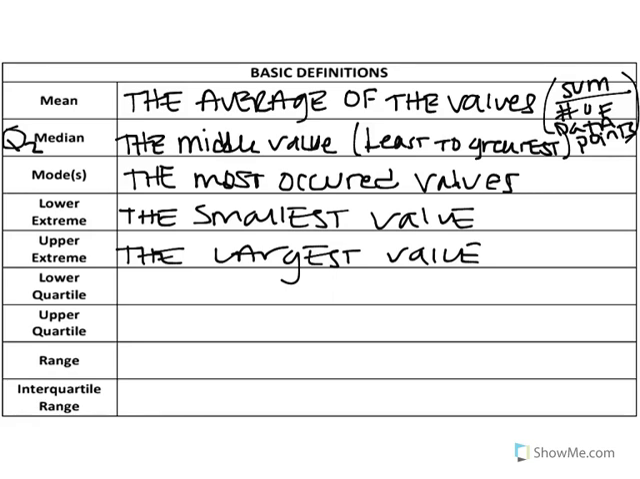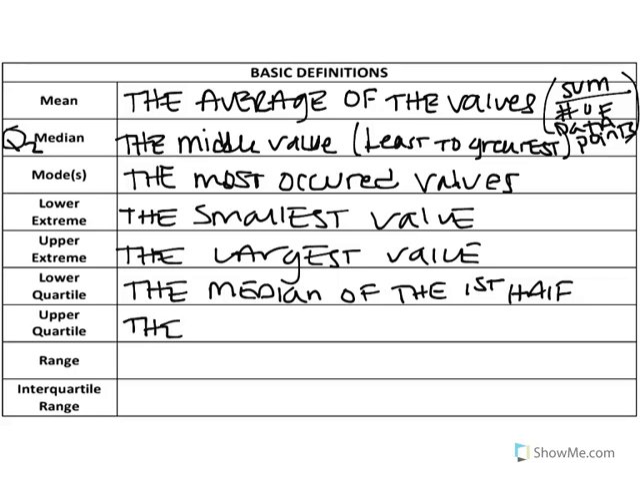And then the lower quartile is going to be a median. And of course I will explain all of this to you guys in an example on our next slide in 1 second once we make sure we get all of these definitions down. So lower quartile is the median, the middle of the first half, and then the upper quartile is the median of the upper half, or the second half.